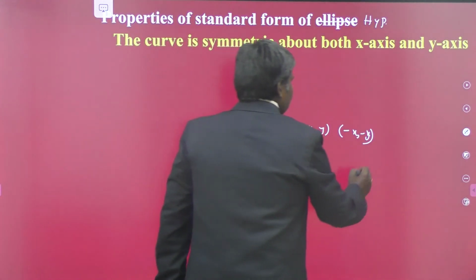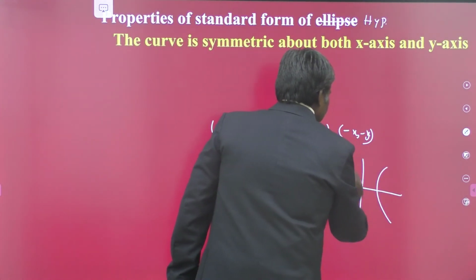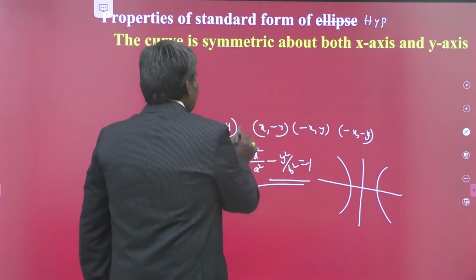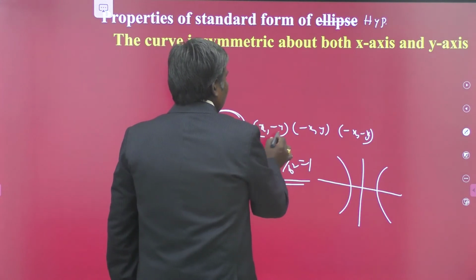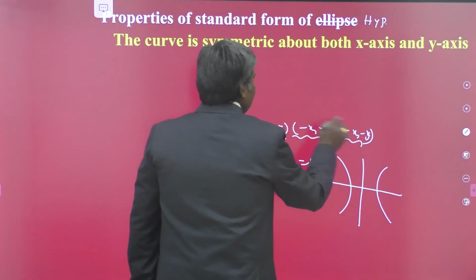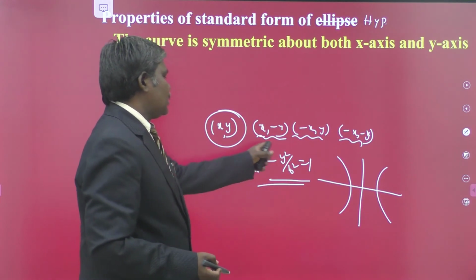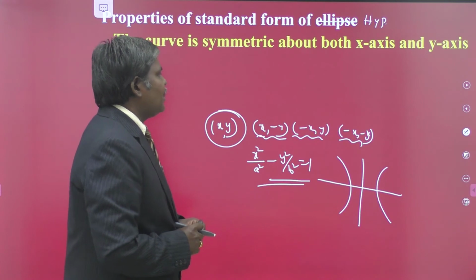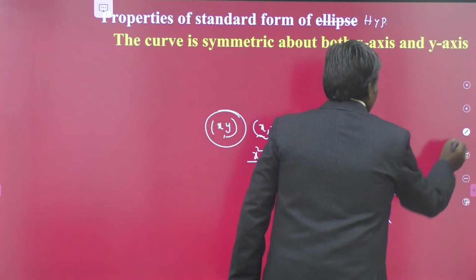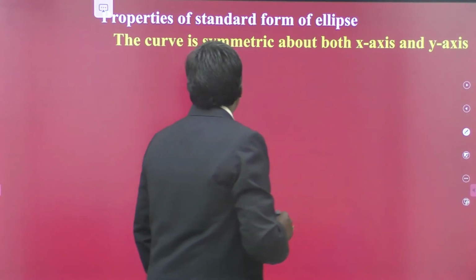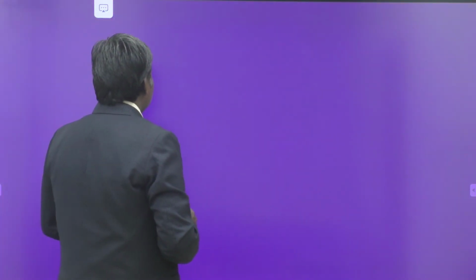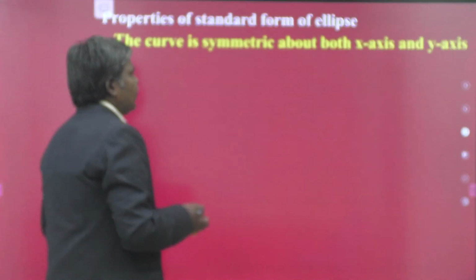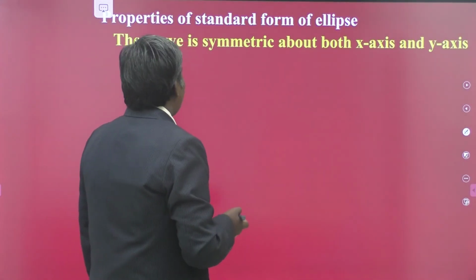All of you know the diagram. This is the curve. So it is symmetric about both x and y axis. If you have one point on the hyperbola, the corresponding three points in the three quadrants also lie on your hyperbola. Therefore the curve is symmetric about both x and y axis. Next one.